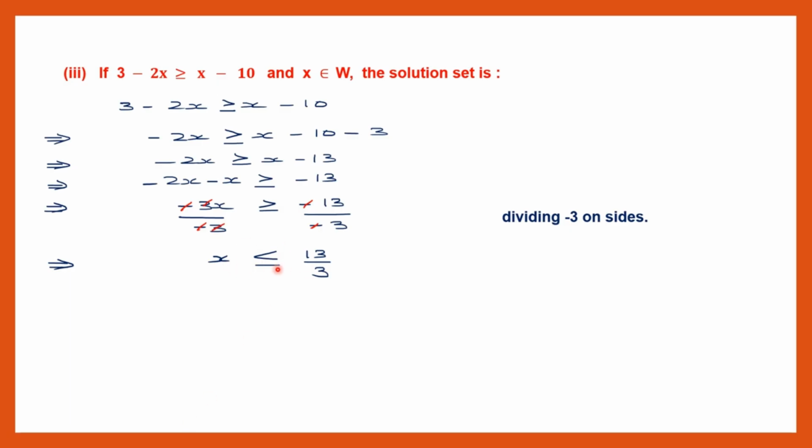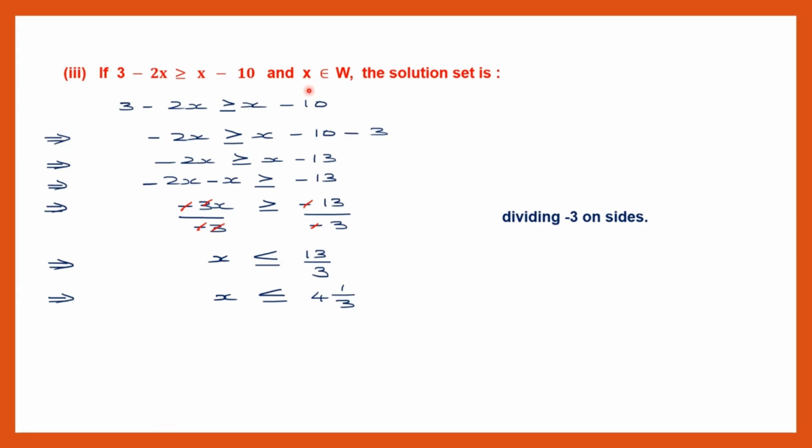How did this sign get reversed? It got reversed because we are dividing by a negative number. So whenever you divide by a negative number, you must reverse your sign. So that means x is less than or equal to 13 by 3, which is 3 fours are 12 plus 1, so 4 1 by 3. So this is the first part.